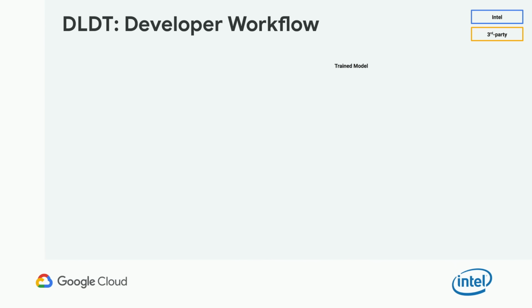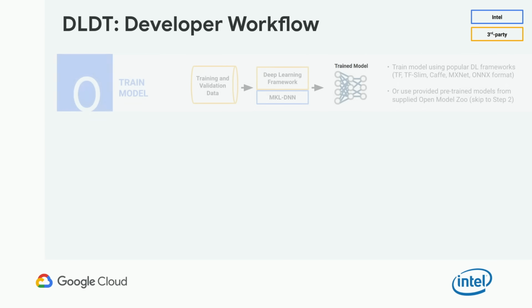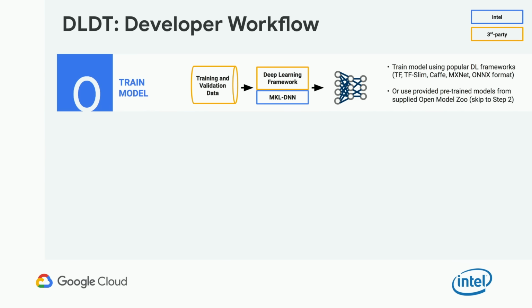Before using DLDT, you first need to train a model. You can train a model using one of the many popular deep learning frameworks on your hardware of choice. If you're training on Intel Xeon processors, use the Intel MKL-DNN library to accelerate your training.